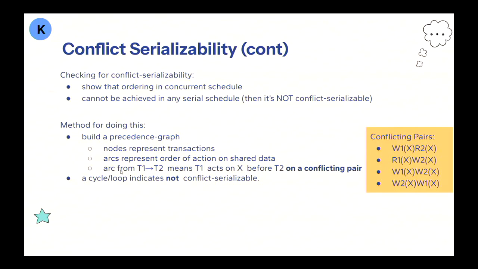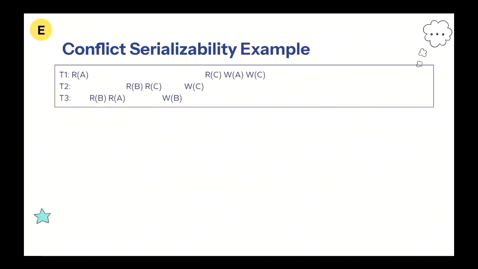So an arc from T1 to T2 means that T1 acts on a piece of shared data before T2 on a conflicting pair here. And once we get the graph, if there's a cycle or a loop in this graph, it means that this concurrent schedule is not conflict serializable. So let's have a look at an example here.